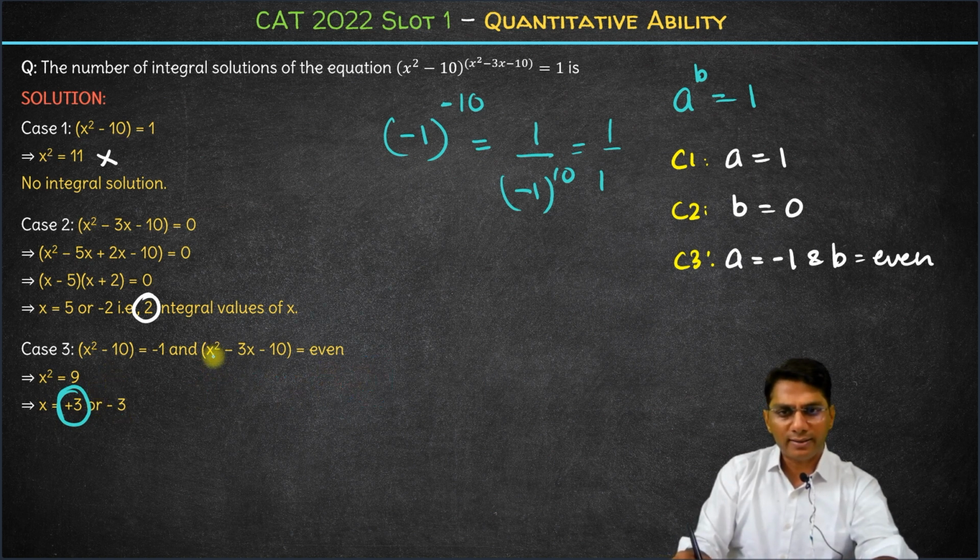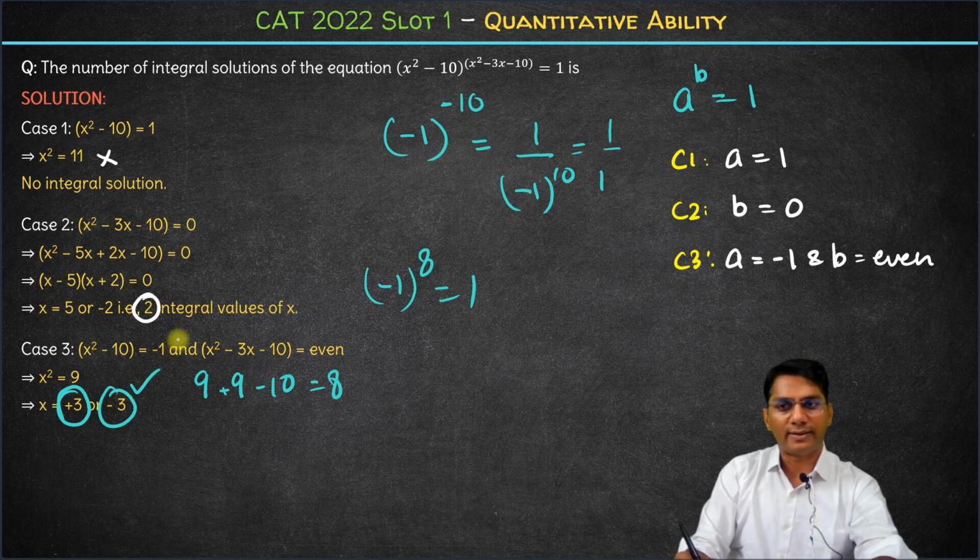What about x equals minus 3? Now when x is minus 3, whole square is 9. Minus 3 into minus 3 is plus 9 and then you have a minus 10. So 9 plus 9 is 18, 18 minus 10 is 8. So the power comes out to be an even number. So again we'll have minus 1 to the power 8, which is plus 1. So even minus 3 satisfies.